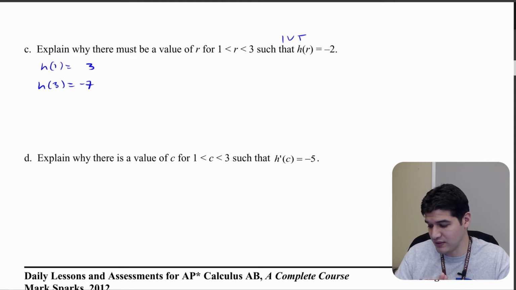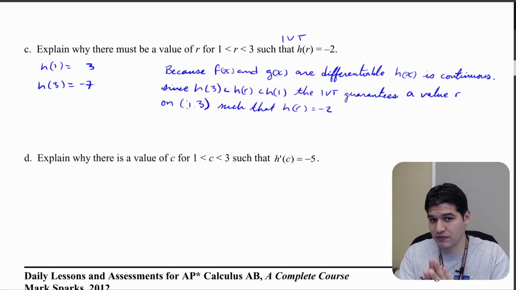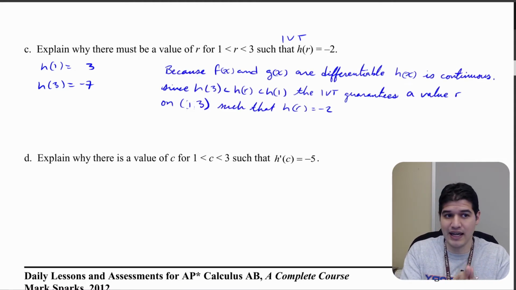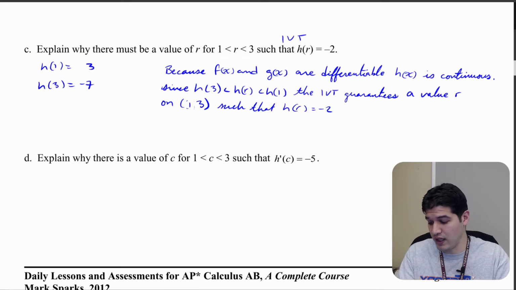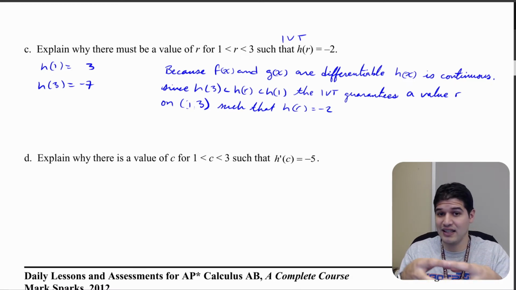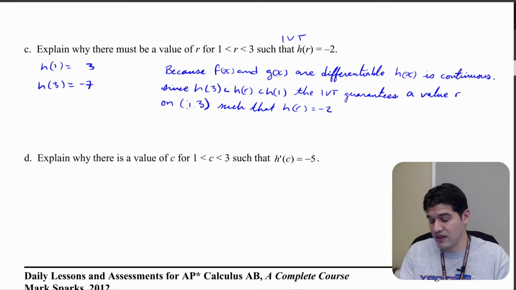be continuous. Since h of 3 is less than the h of r value that we want, which is less than h of 1, the intermediate value theorem guarantees a value r on 1 to 3 such that h of r equals negative 2.